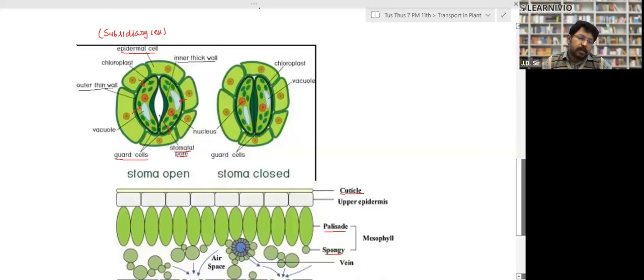Around the guard cells, there are some normal cells. These are basically epidermal cells. These are called subsidiary cells, right? So water moves from the subsidiary cell to the guard cell, and then a guard cell loses the water through the stomatal opening. When they lose the water, they become flaccid and close down, right? So when water comes inside the guard cell, they swell, stomata open. When they lose the water, the cell becomes flaccid or shrinks, and due to shrinkage of the cell, the stomata close, the pore closes down, right? That's how stomata opening and closing takes place. Clear?